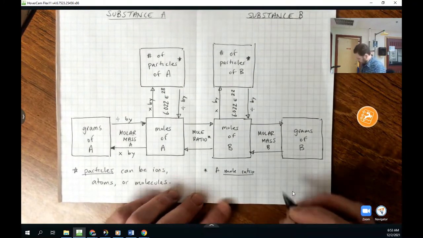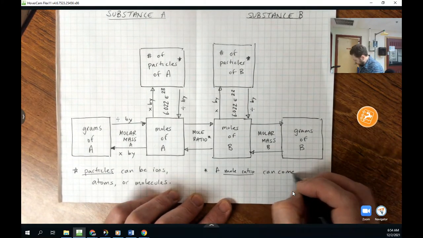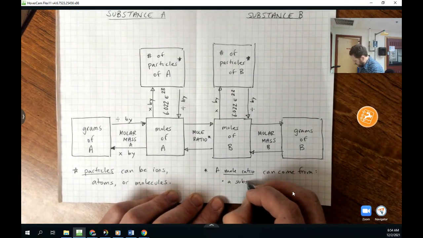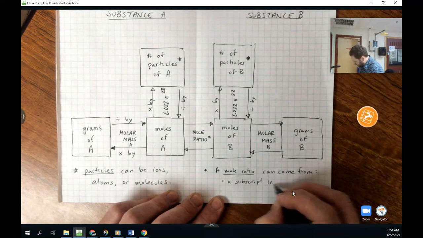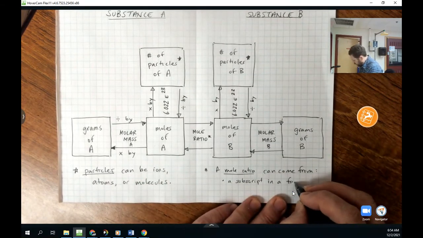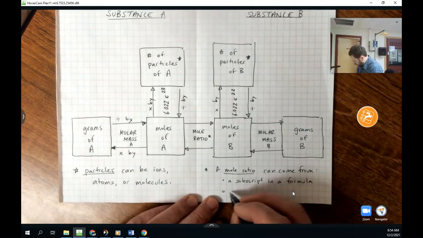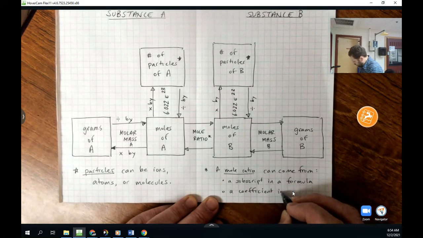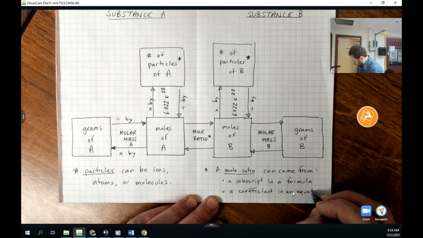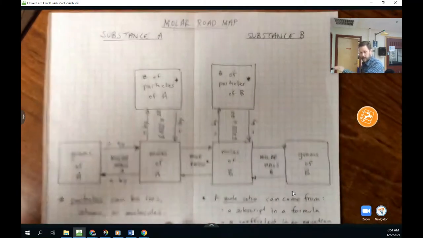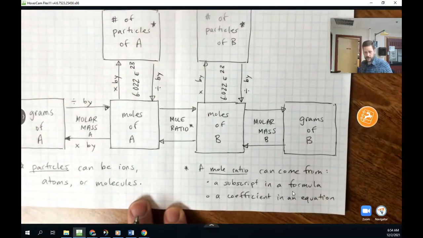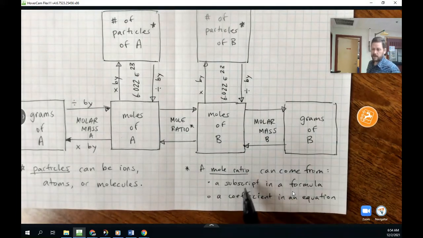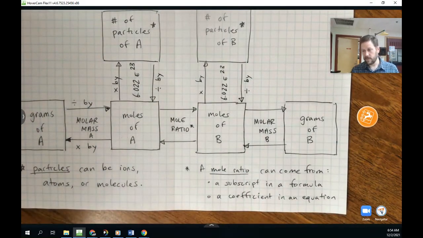A mole ratio can come from two different sources, a subscript in a formula, or it can come from a coefficient in an equation. And in these cases, I'm talking about chemical formulas and chemical equations. Now, the first type of mole ratio we're going to learn about and practice with is the ones that come from a subscript in a chemical formula.